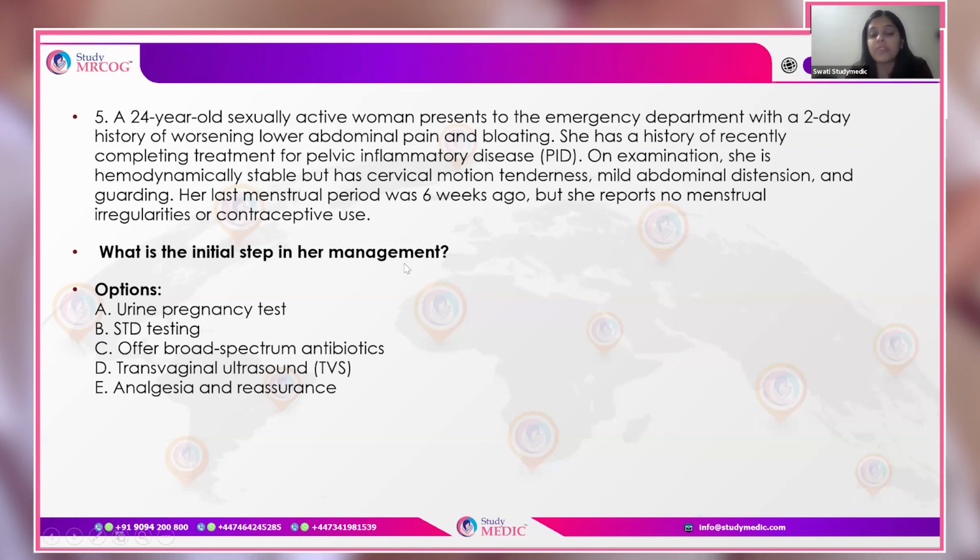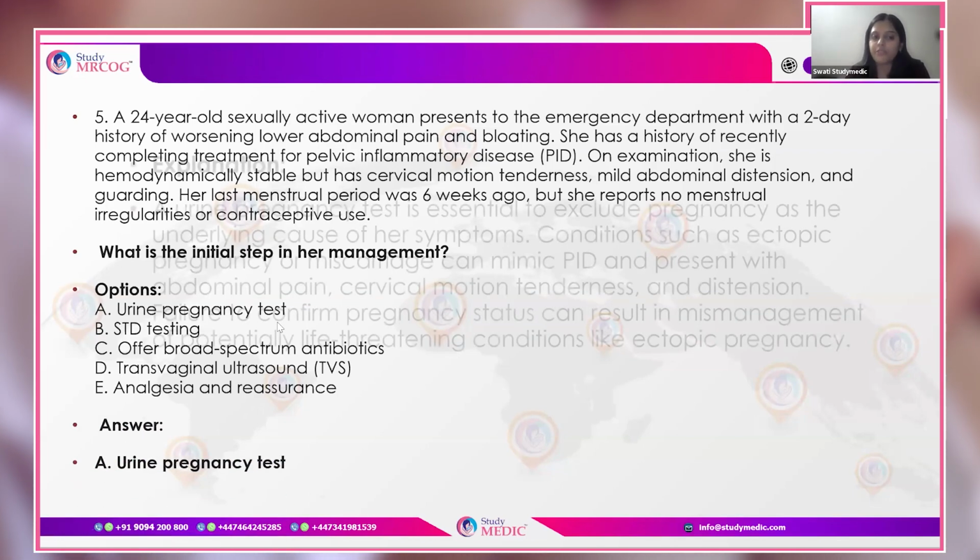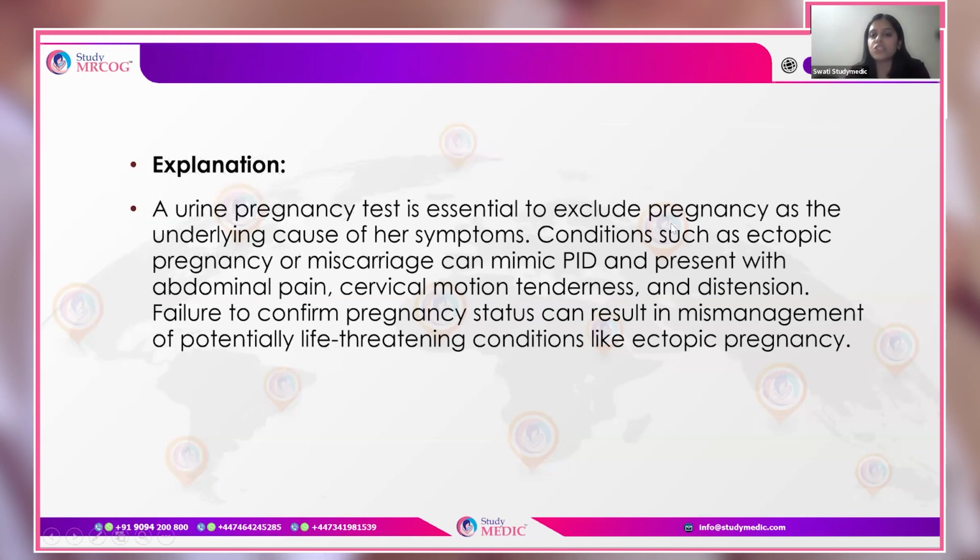So this is a simple one. But always, please don't get deviated by sexually active 24-year-old, treatment for PID, so STD testing and all first. Always, LMP 6 weeks ago, pain, cervical motion tenderness, do a UPT first. Don't straight away jump to TVS, but do a urine pregnancy test first, because it is essential to exclude pregnancy first as the underlying cause of her symptoms.